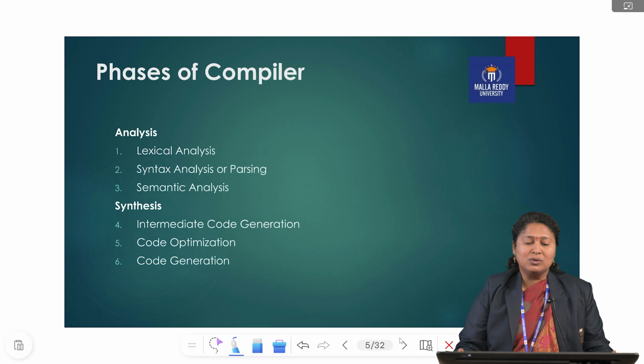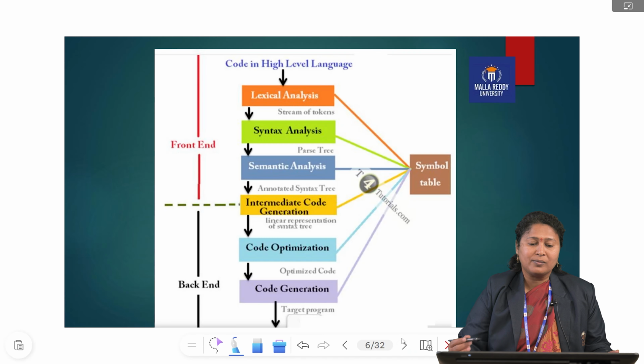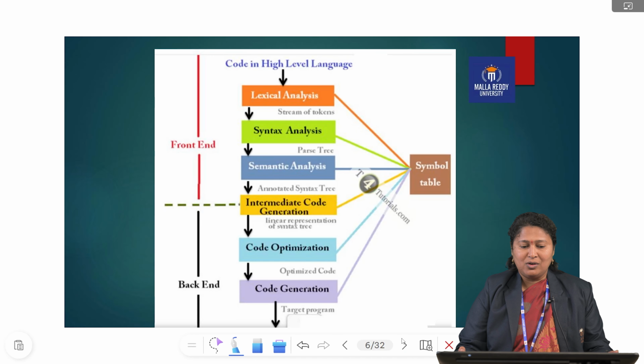So the compiler has a total of 6 phases. We said that the compiler consists of two parts, analysis part and synthesis part. The 6 phases are divided in such a way that 3 phases are in the analysis part and the other 3 phases are in the synthesis part. The 6 phases of the compiler are lexical analysis, syntax analysis, which is also known as parsing, semantic analysis, intermediate code generation, code optimization and code generation. These are the phases of the compiler.